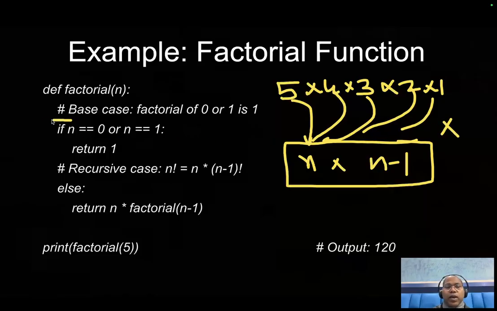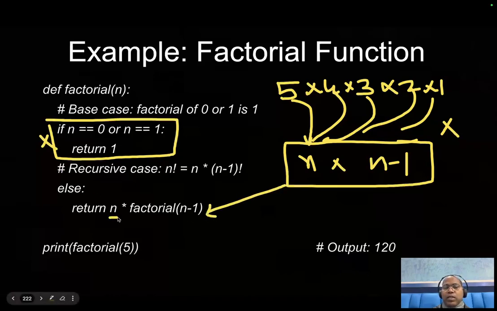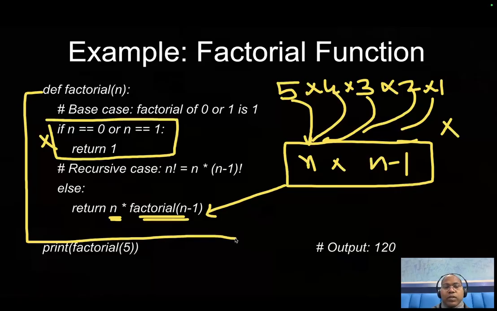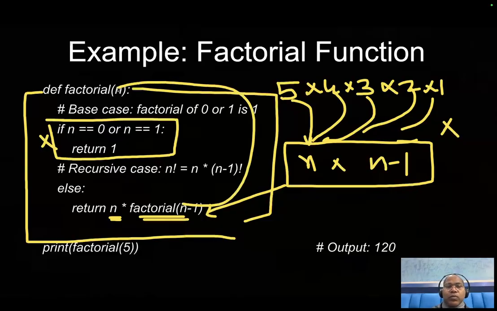So here, if n becomes 1 or 0, then we say stop; else call this function again and again: number multiply by the next factorial. This is known as your recursive function. Within a function, in this function, you are calling the same factorial function. So from here, the line goes to here.